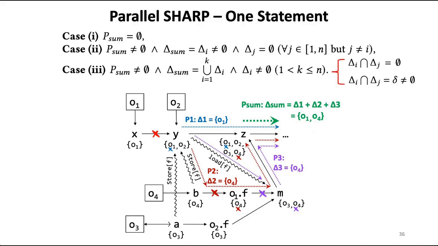Case 3 involves repetitive propagation, just like we saw in the previous example. These can be classified into two situations for any delta i and delta j from paths pi and pj. If delta i and delta j have no common object, just like delta 1 and delta 2 in the example, no matter which path propagates its change first, the finalized change in points-to set of z is always the same.